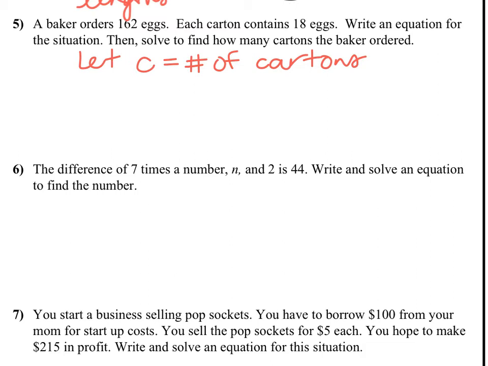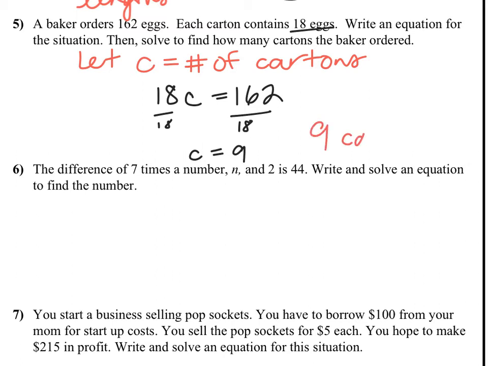If each carton contains 18 eggs per C carton, because that happens over and over. Every carton has 18 eggs. It gets a variable. And then the baker orders 162 eggs. That's my total. Solve that equation by dividing by 18 on both sides, and we get that cartons is 9. So final answer, how many cartons? 9 cartons.